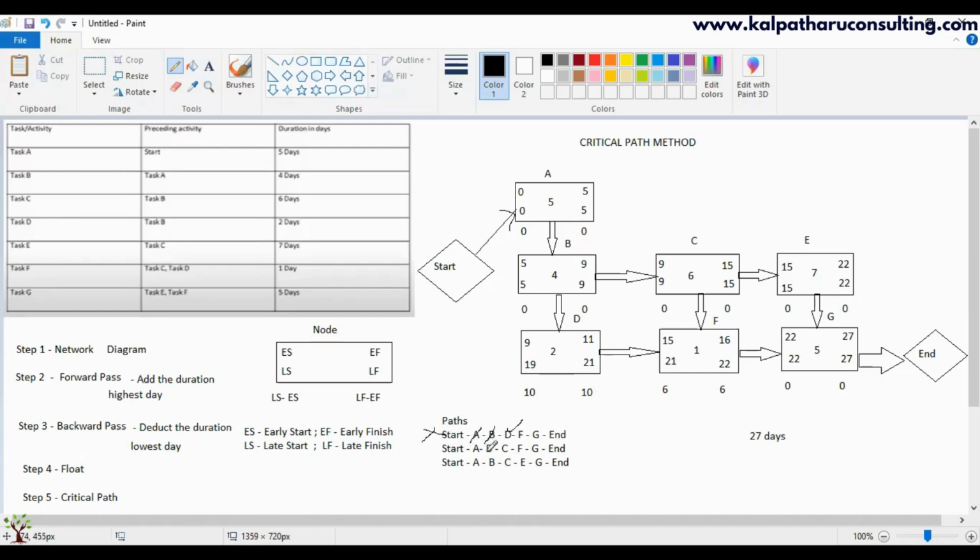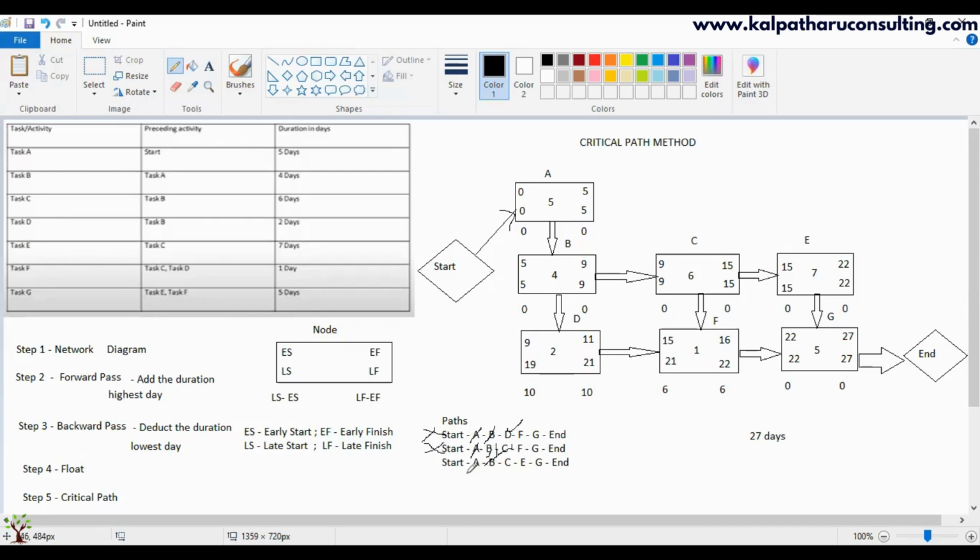Next, let's take the second path. Step A doesn't have a float. Task B doesn't have a float. Task C doesn't have a float. F has a float. So let us ignore. Even if one activity has a float, let us ignore that path.